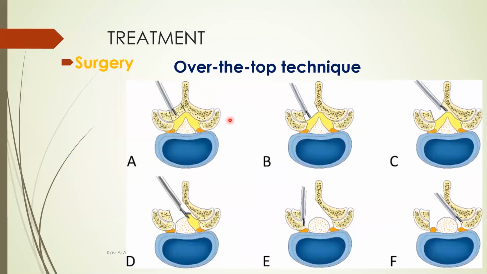Don't forget helpful techniques like the over-the-top technique. Through a single unilateral laminotomy, you can go to the other side by undercutting the base of the spinous process and the contralateral lamina through tilting the operating table, and you can do bilateral decompression from the same side. Here the nerve root is completely decompressed, and also going to the contralateral side.